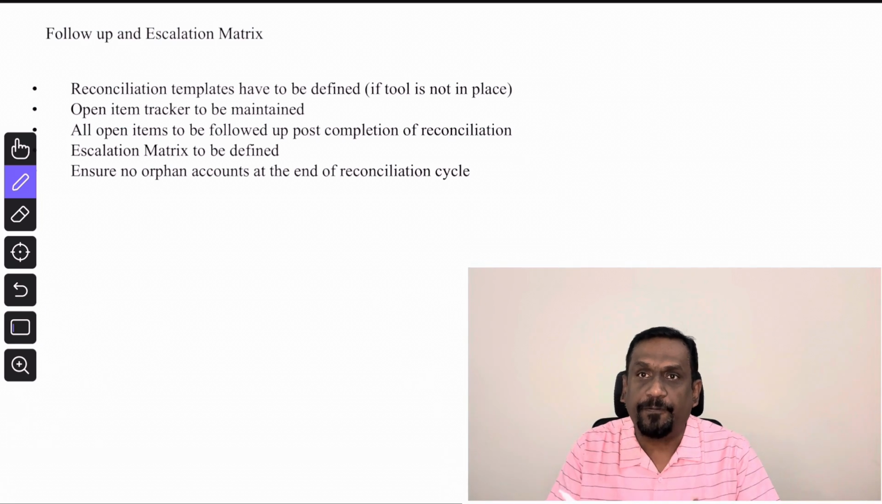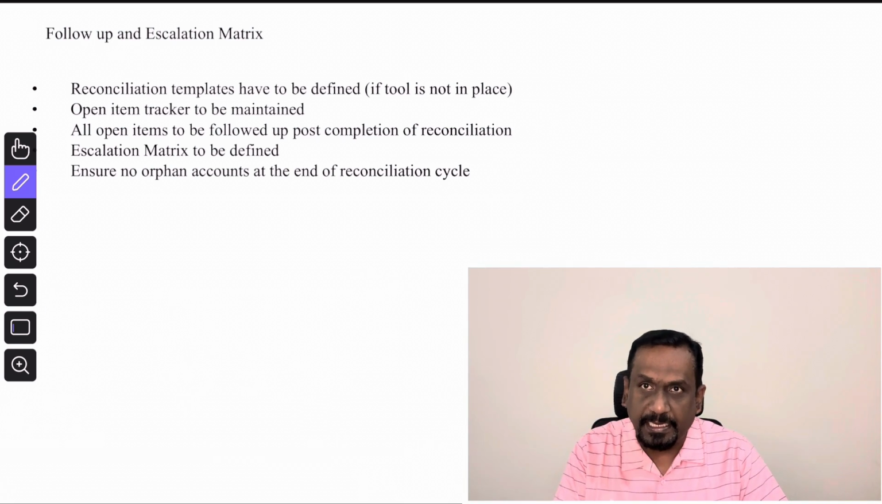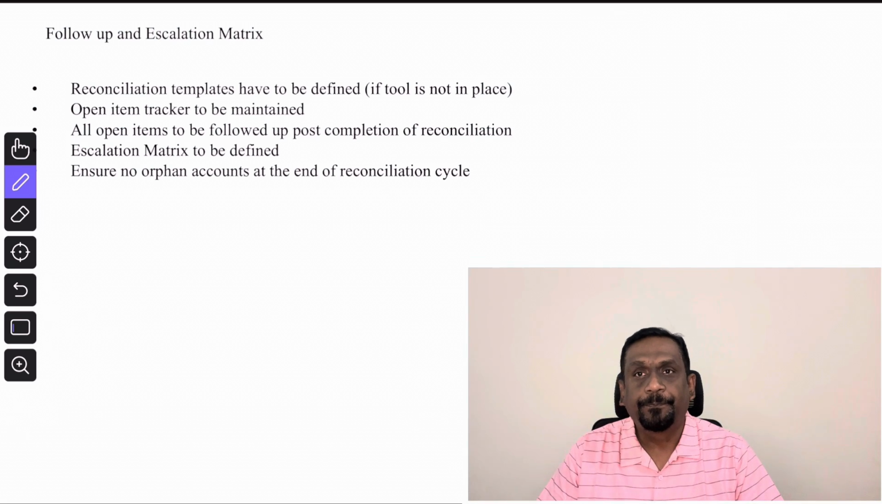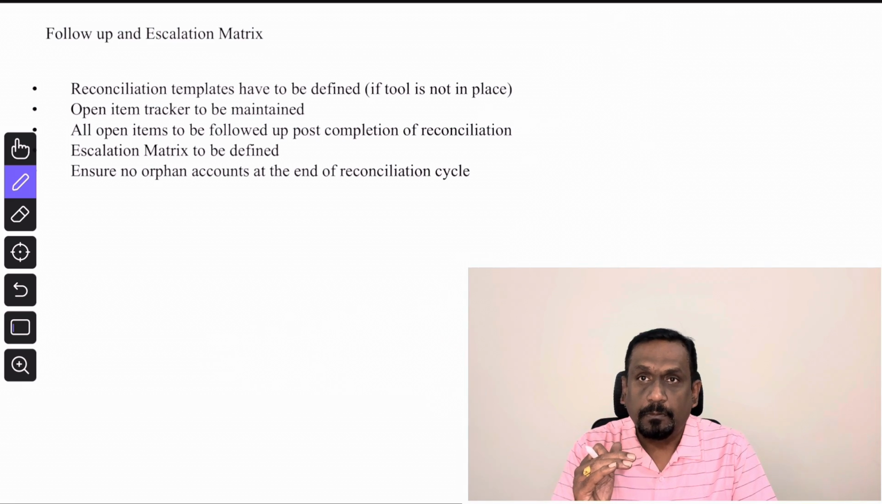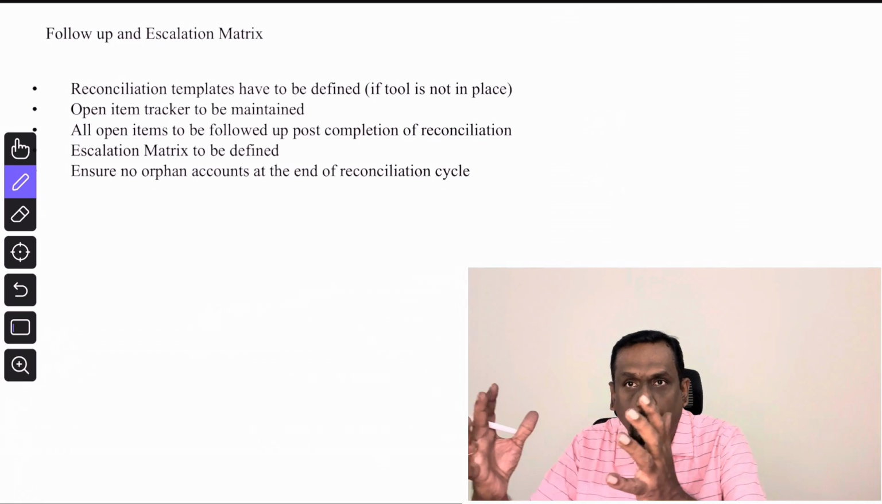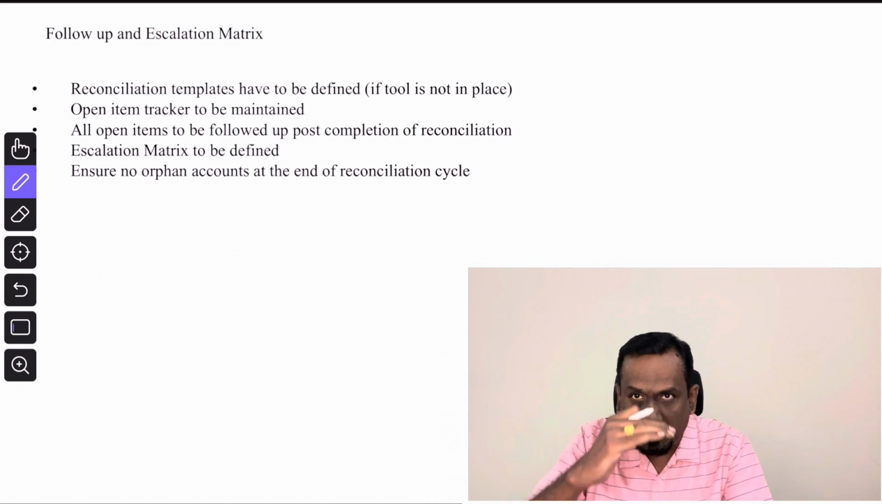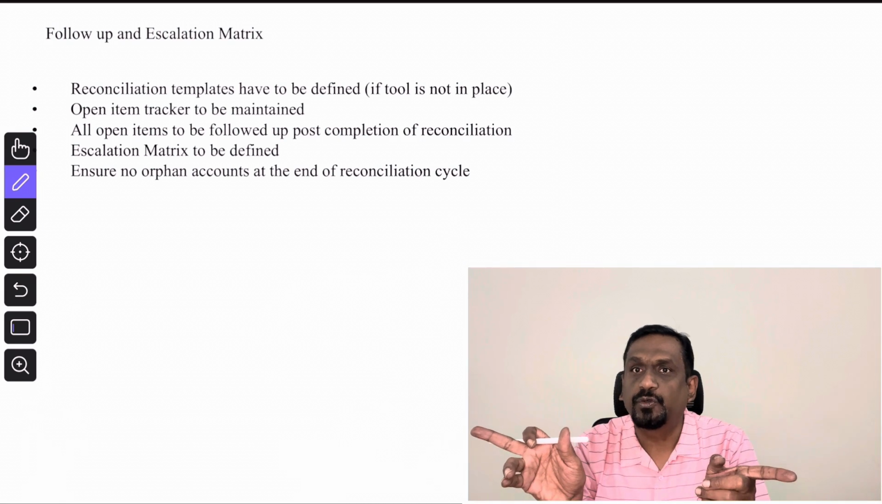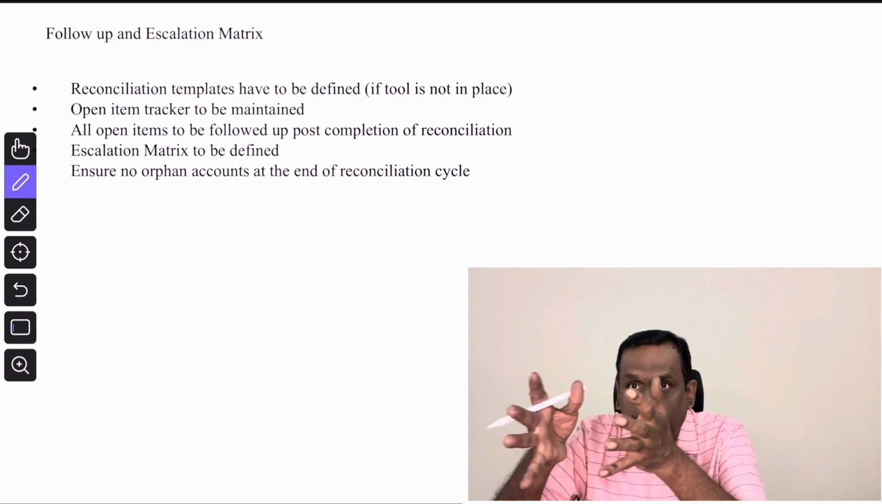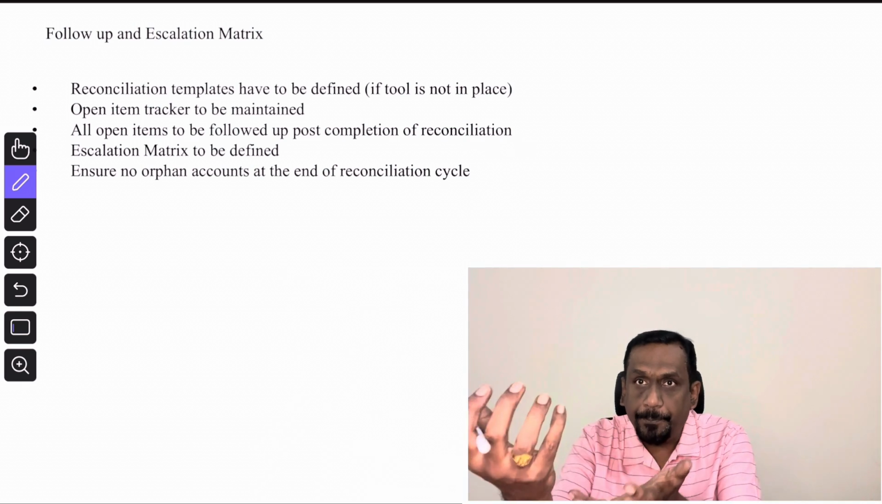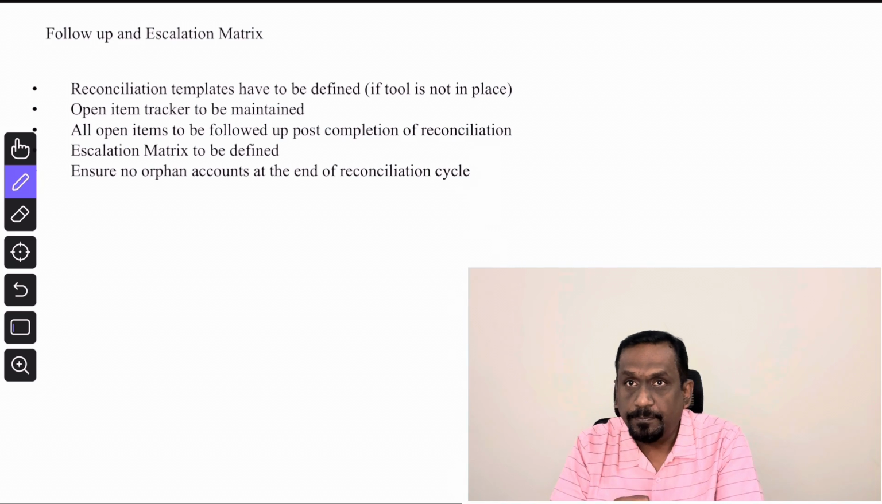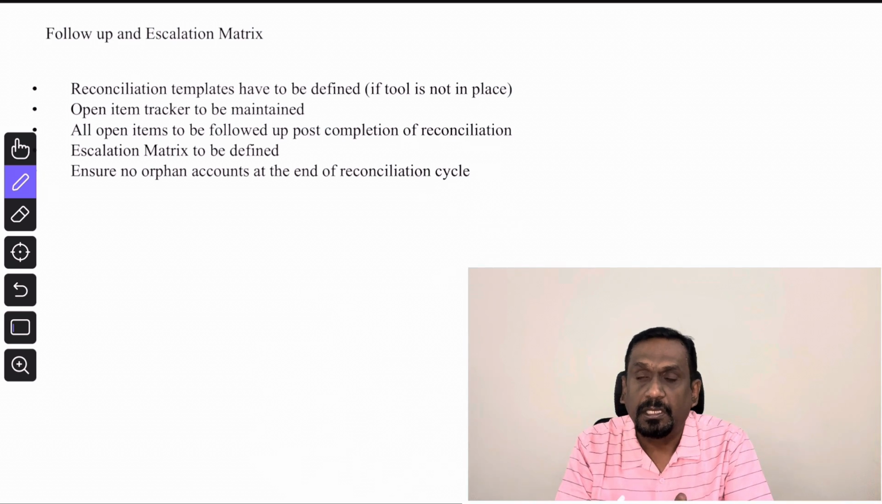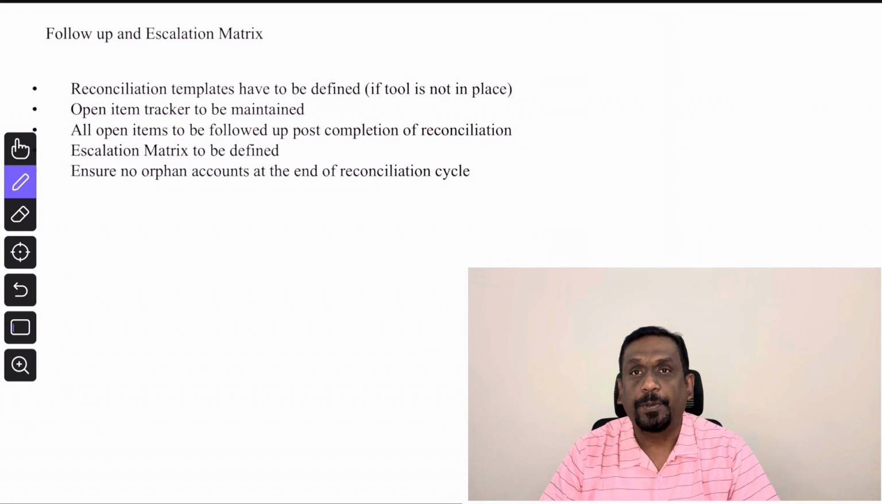But after performing the reconciliation, after completion of the reconciliation cycle, you need to prepare the open item tracker. What do you mean by open item tracker? When you prepare the reconciliation, you definitely find some open items in each account. You need to gather all those open items and put them in a separate Excel sheet apart from the individual reconciliations. From each individual reconciliation, you pick up the open items from each account and put them in one Excel sheet. That Excel sheet is called the open item tracker.